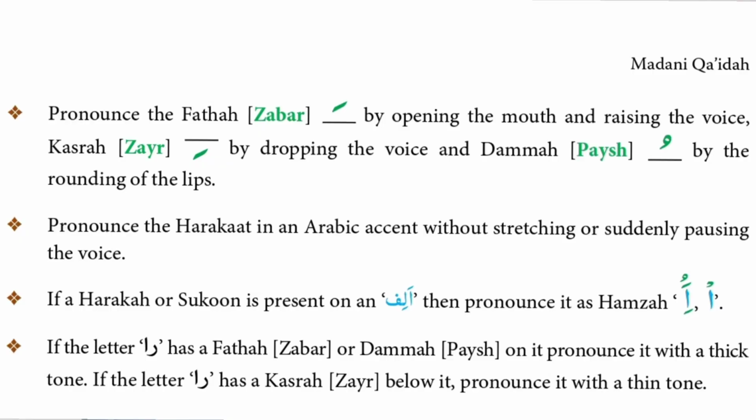Next rule. If the letter ra has a zabar or pesh on it, pronounce it with a thick tone. If the letter ra has a zair below it, pronounce it with a thin tone. So when you see the letter ra has zabar or pesh on it, you have to pronounce it with a thick tone, a thicker voice. And when you see the letter ra has zair below it, then pronounce it with a thin voice, thin tone.